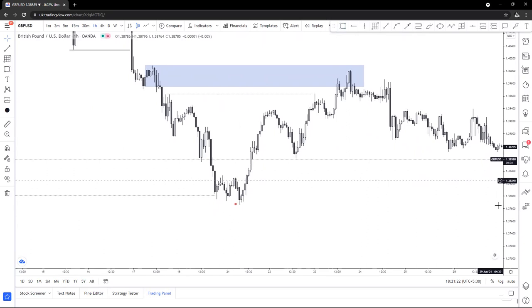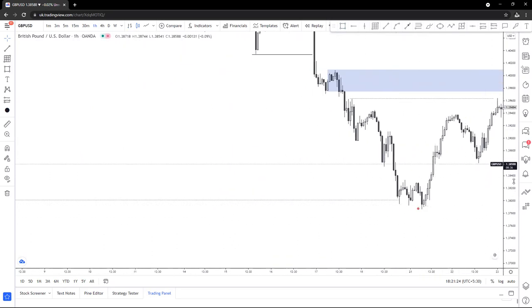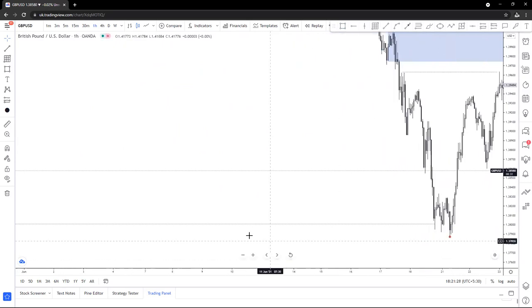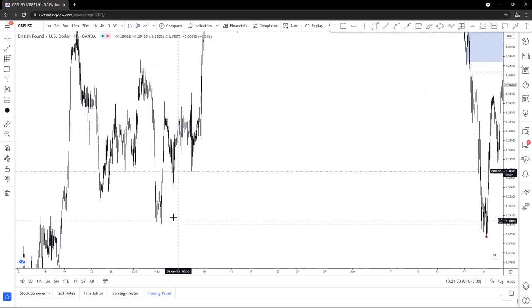Price was going in an uptrend. I told you price is fractal. Price is fractal. It took out these lows right here. Took out these lows. This was a major trap.